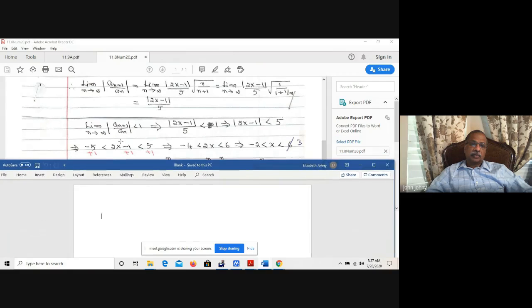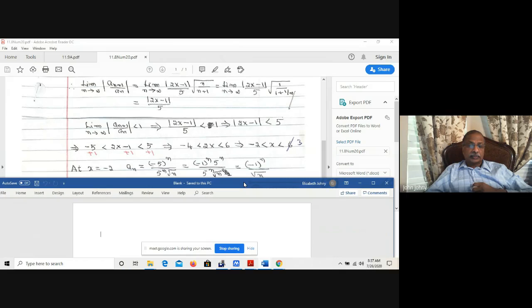That means negative 5 less than 2x minus 1 less than 5. Intermediate algebra topic. Add a 1 to all three terms, you get negative 4 less than 2x less than 6. Divide both sides by 2, you get negative 2 less than x less than 3. It is not a 6. That was a confusion when we discussed it in the previous section. Okay, so negative 2 less than x less than 3.